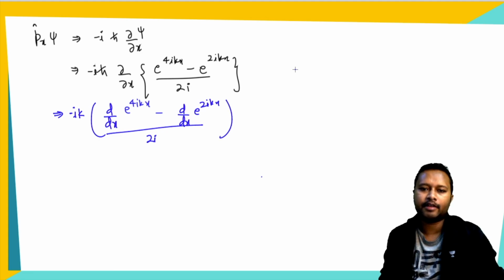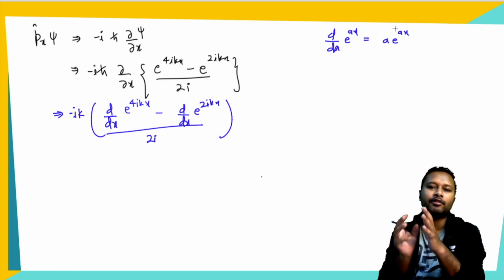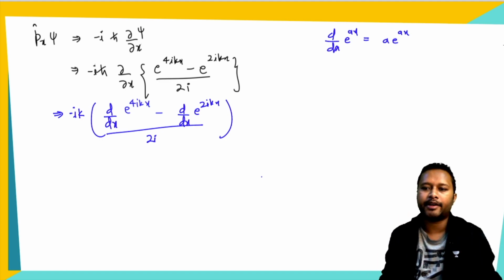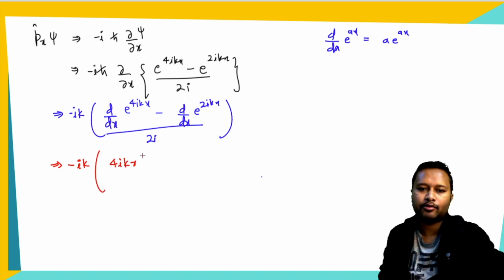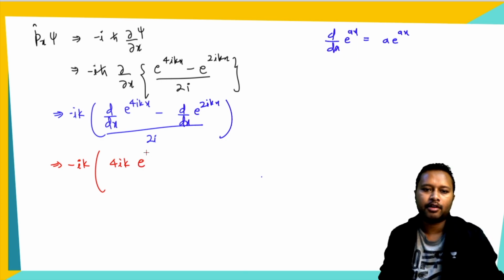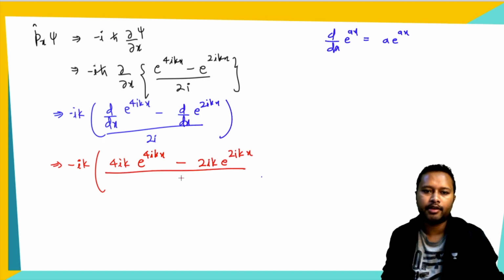That 2i is here itself. Now you should know that d by dx of e to the power ax gives you a e to the power ax. That means whatever coefficient you have, that will get multiplied. So I'm just going to do that. So this will be minus ik, and here if you do it, this is going to become 4ik only, and it will be e to the power 4ikx minus this will be 2ik e to the power 2ikx, divided by 2i.